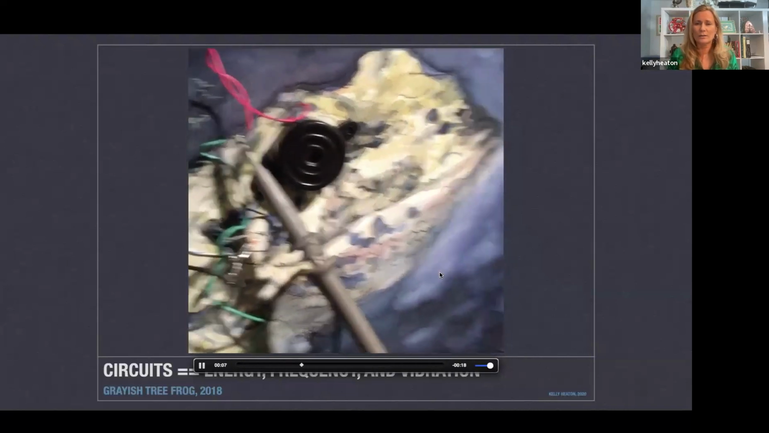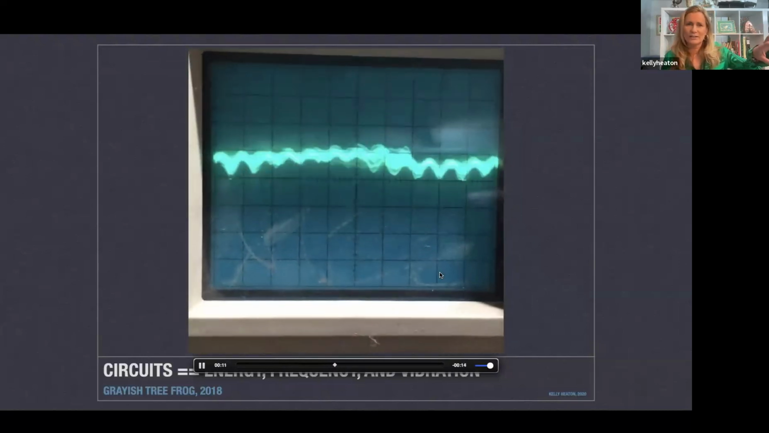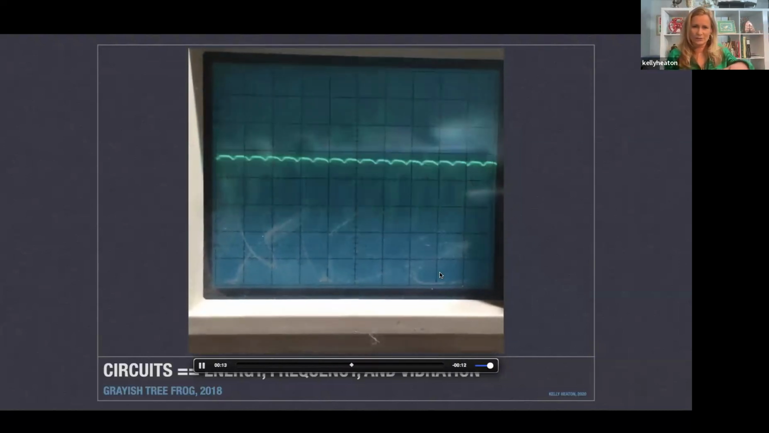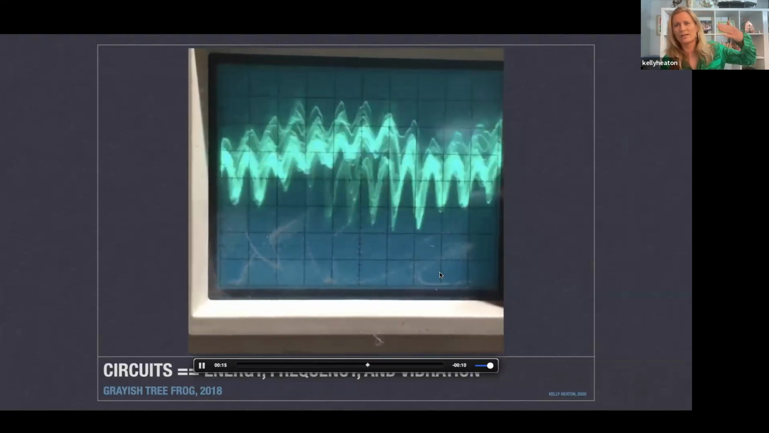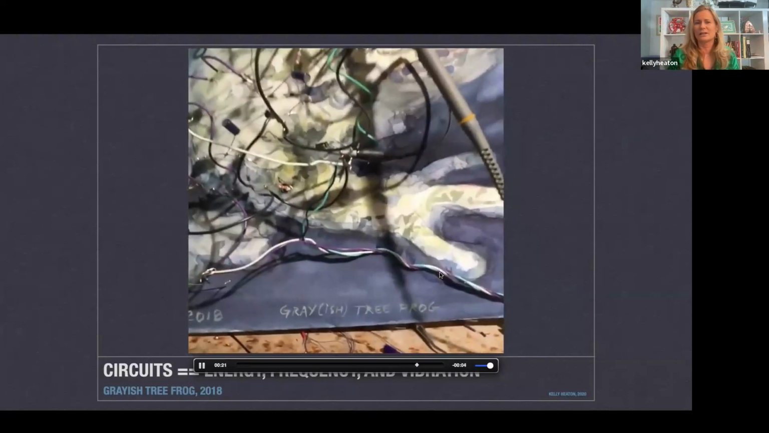So this is a watercolor of a tree frog into which I have built a circuit that generates this waveform that produces kind of this haunting frog-like sound.